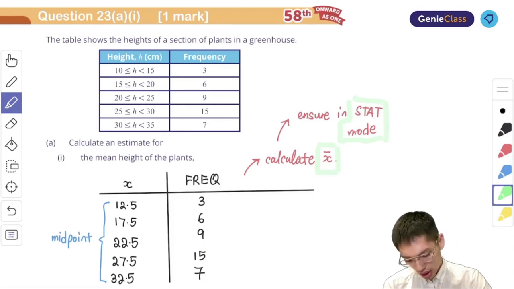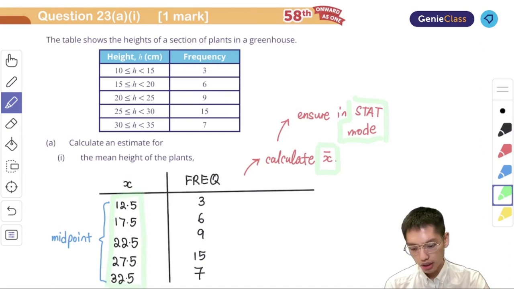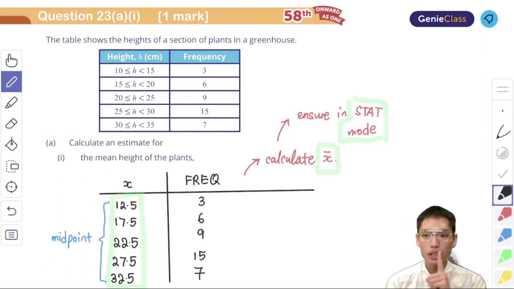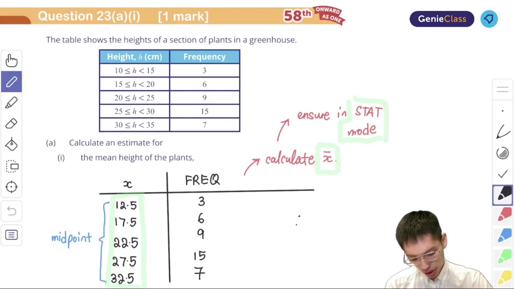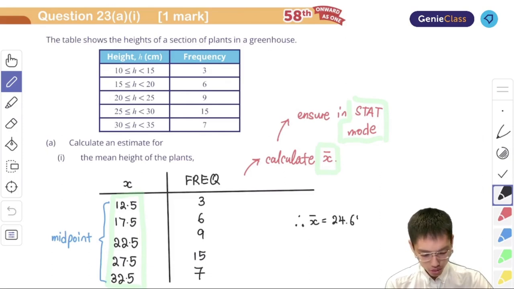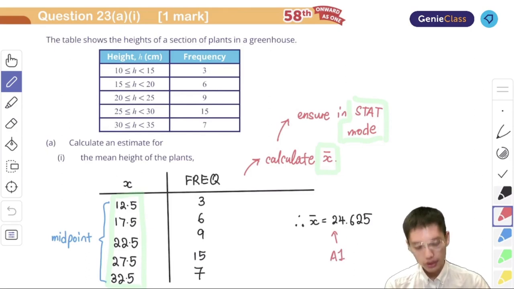One thing you need to take note of is the midpoints. We are calculating with the midpoints over here. Once we have that, when you calculate x bar, the calculator will immediately tell you x bar in this case is going to be 24.625. All right, 1 mark for this one over here.